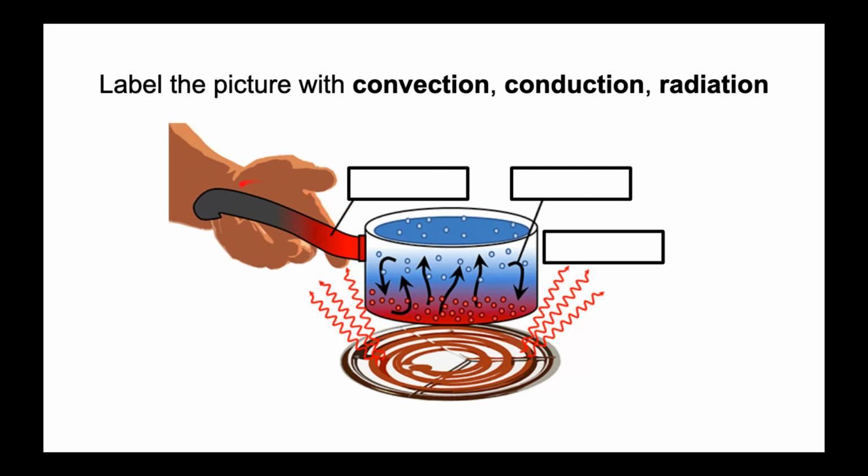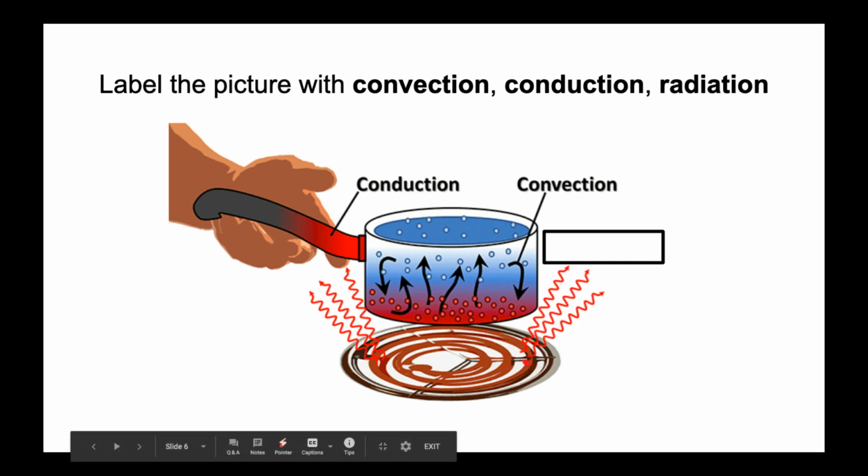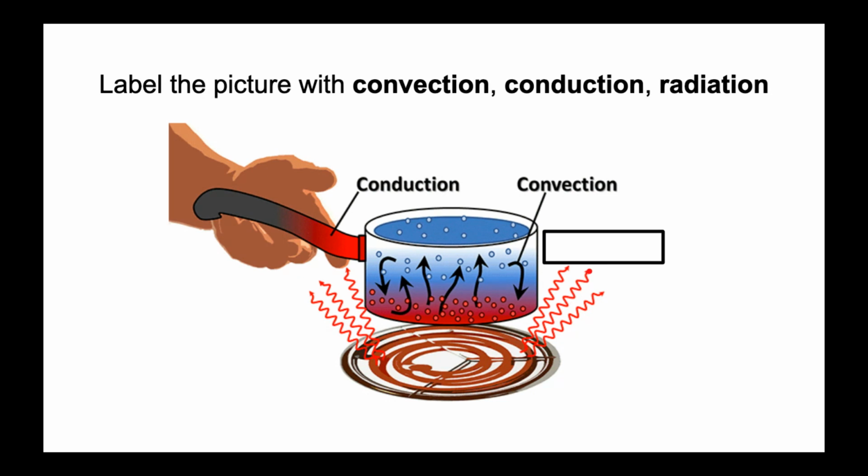All right, let's look at the hand over here. This hand is holding on to the handle of this pot, and this handle is red to represent that it's hot. And so the hand is touching it. If it's direct touch, that would be conduction. Next, let's look inside of the pot. Inside the pot, we have warm water that's going to rise up. It's going to be further away from the heat, so it's going to cool down and sink. And if it's cycling like that, that's going to be convection. And then the last one, we can see that there's energy just moving through the room by waves. And if it's waves, that would be radiation.